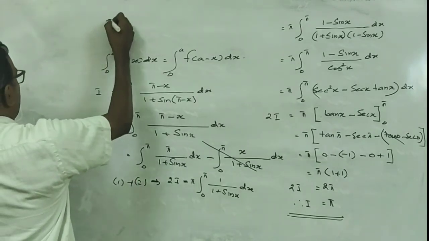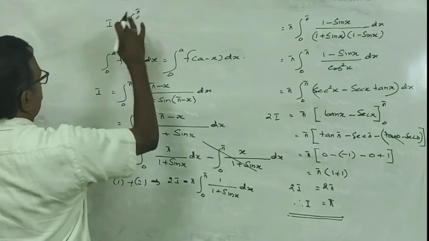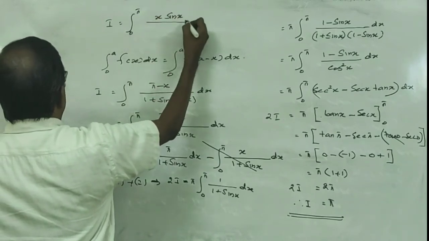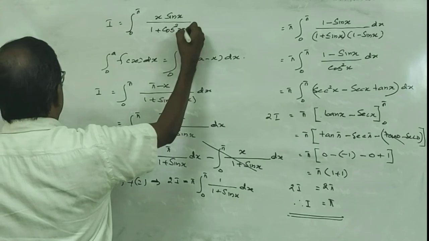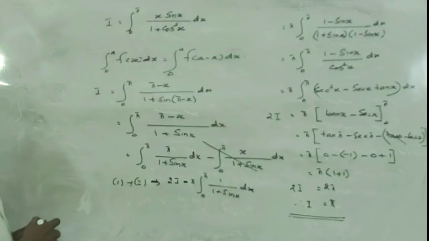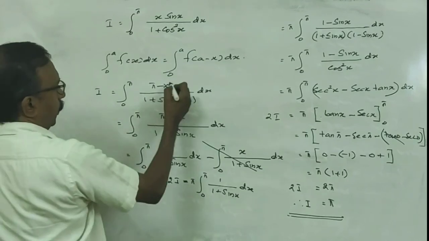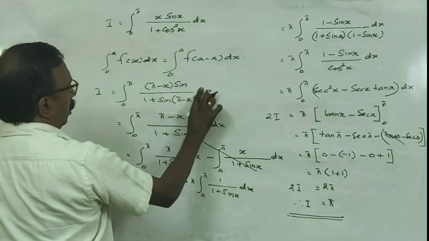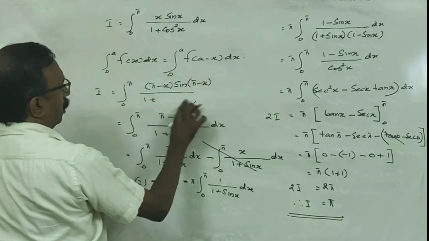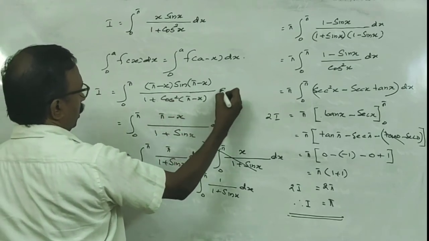Another question is I is equal to integral 0 to pi of x sin x by 1 plus cos square x. It is also an important question. Here using this result, integral 0 to pi of f(x) is the same as integral of f(pi minus x), so pi minus x into sin x divided by 1 plus cos square pi minus x, isn't it? Into dx.